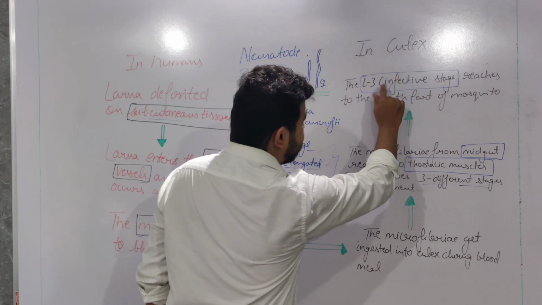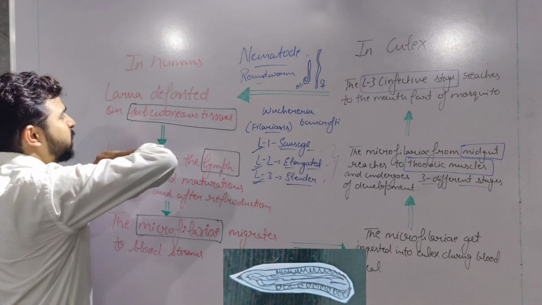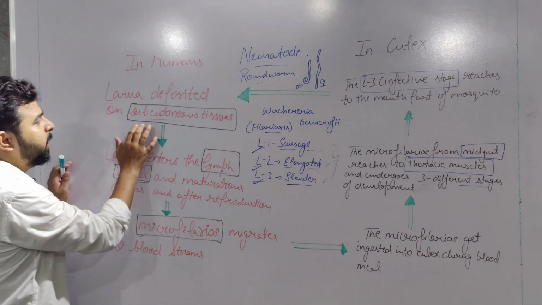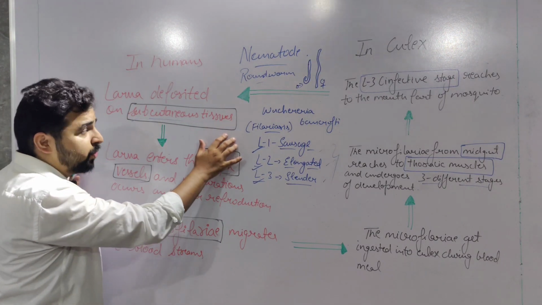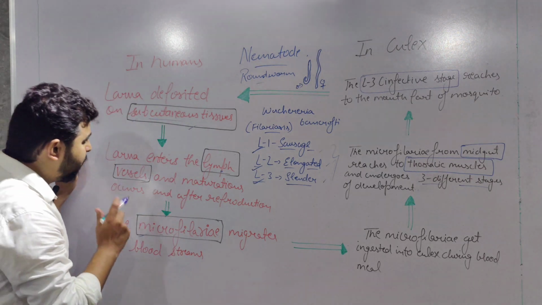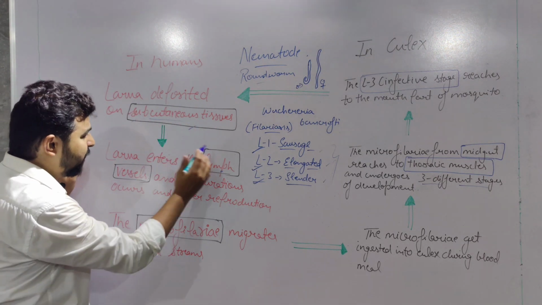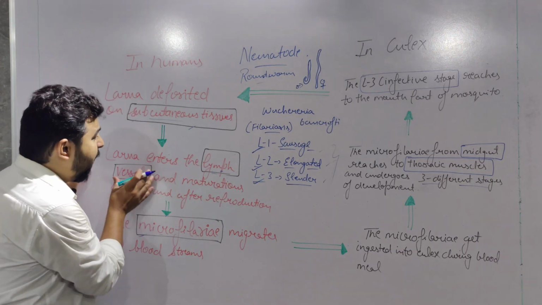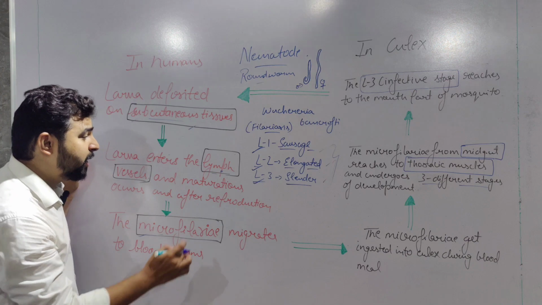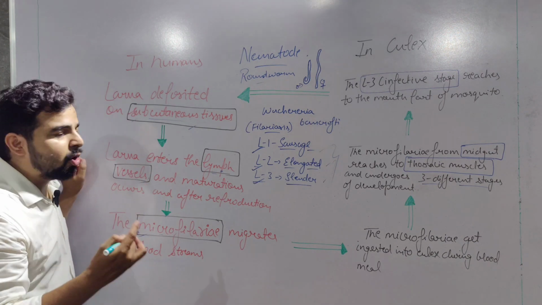Now this third stage larva, when a Culex mosquito feeds on a blood meal of a human, it will transmit into the subcutaneous tissues. The larva will get deposited into the subcutaneous tissues. Now from the subcutaneous tissues, they will reach the lymph vessels, and the maturation of this W. bancrofti will take place in the lymph vessels of the human.